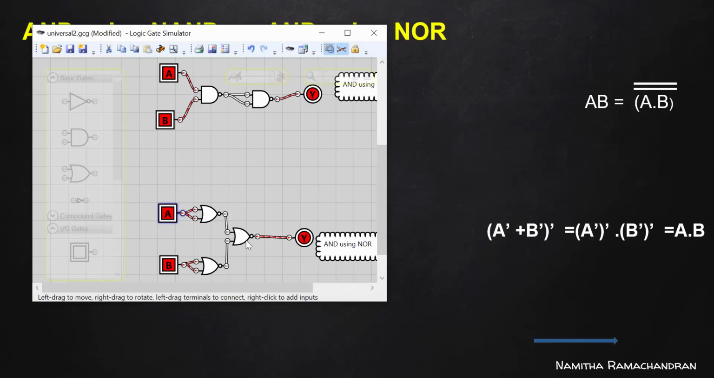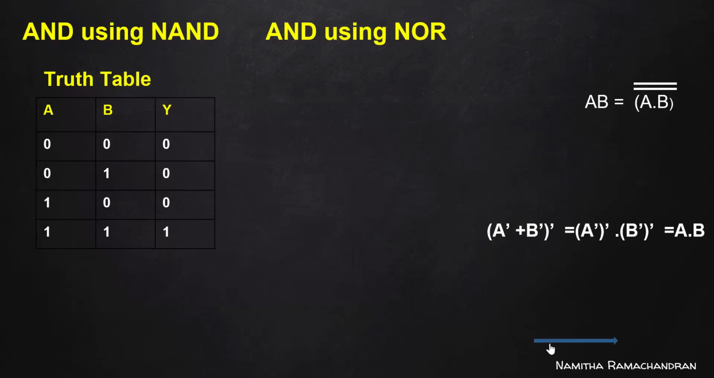So from these two, we must remember one point: for implementing an AND gate using NAND only, how many minimum NAND gates are required here? 2 NAND gates. Okay, and for implementing an AND using NOR gate, how many minimum NOR gates are required? 3. Similarly, for implementing NOT using NAND, or NOT using NOR, how many minimum gates are required? Only 1.